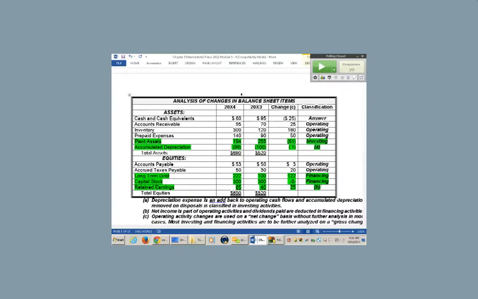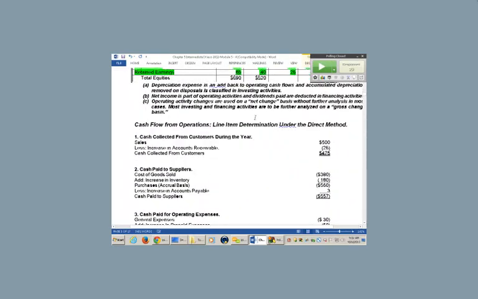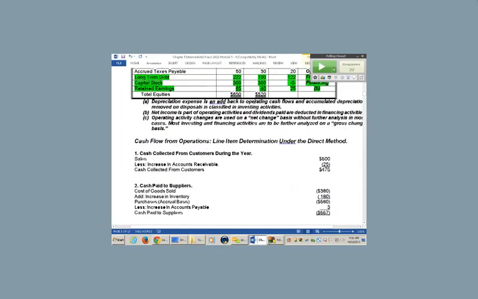The first thing I want to do is start to solve the problem, and let's do the direct method first. So let's go through each line item. If you go to the income statement, you'll find out that sales are 500. Accounts receivable increased. So, we have this sheet now.